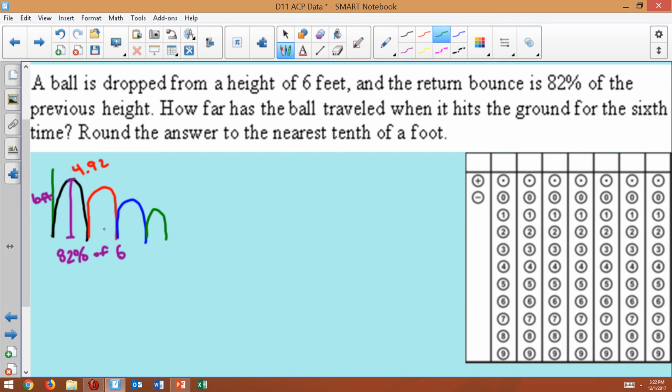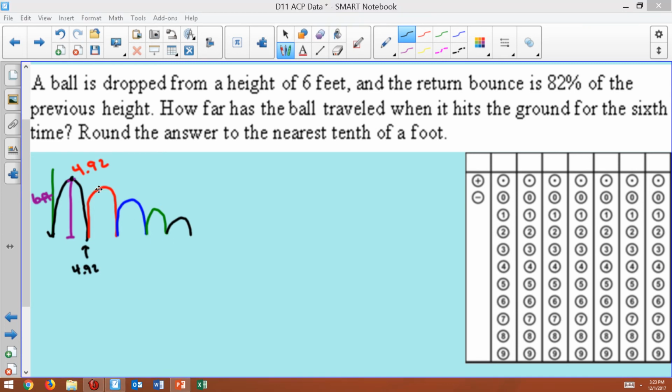So it hits 1, 2, 3, 4, 5. We got to do it one more time. All bounces up and comes back down. That's 6 bounces. So now we just need to add up how high it's bounced. So I'm going to erase this for a second so we can see it easier. So this went down 6 feet, and then when it bounced, it went up 4.92, and here it's gone down another 4.92. This time, it's going to come up some distance.